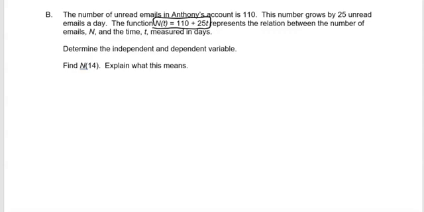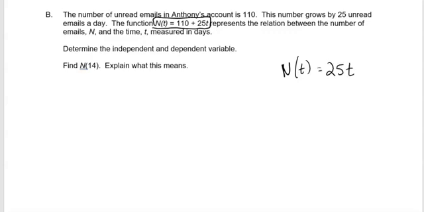It's how many unread emails do you have? So we'll use n of t. Last example, we used f of x, but you can use any letter you want for the function name and any letter you want for the input variable. All right, so if it's currently at 110 and then 25 a day, it just makes sense that for each day you're increasing by 25.